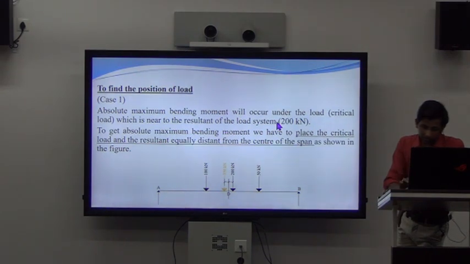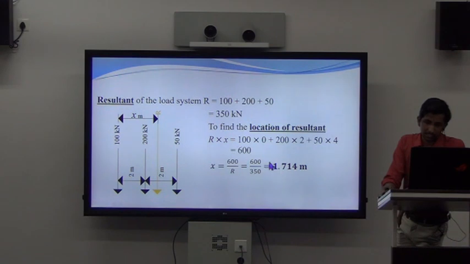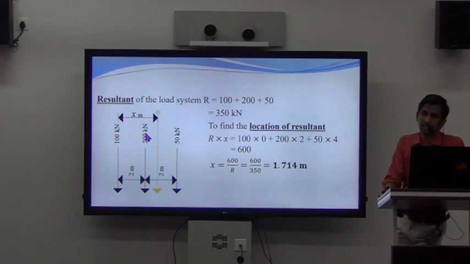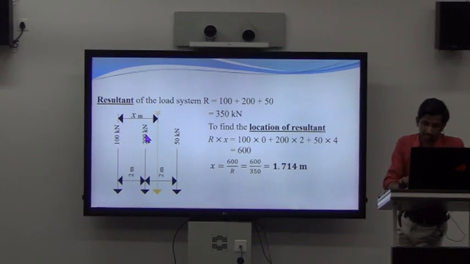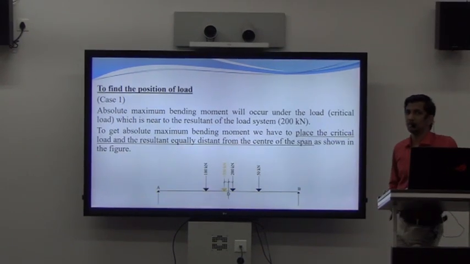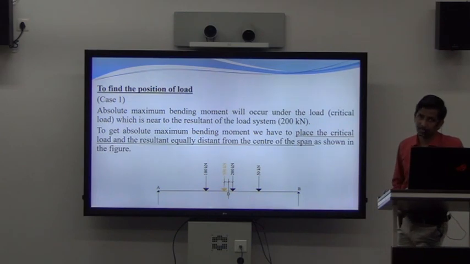of the load system. So if you go back, we have already seen that X was 1.714. So this resultant will be near to 200. It will be somewhere here. So the nearer load to this resultant is 200 kilonewton. So we will consider 200 kilonewton as our critical load, and we can make sure that our absolute maximum bending moment will come under this 200 kilonewton. And one more condition is there, that is, to get absolute maximum bending moment, we have to place the critical load and the resultant equally distant from the center of span, and this is shown in this figure.